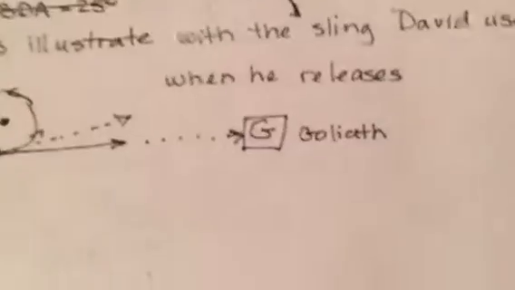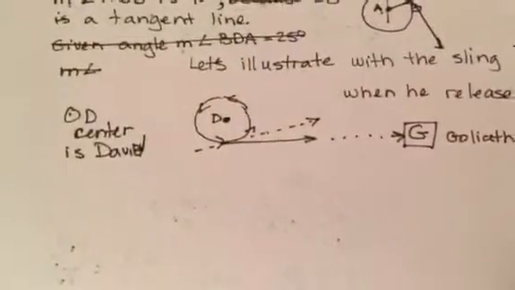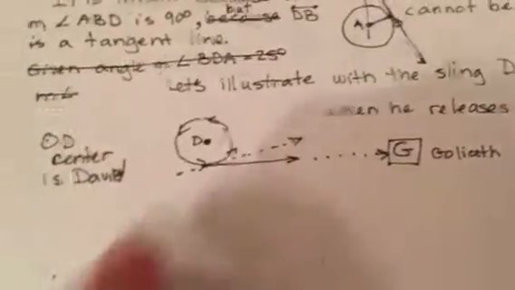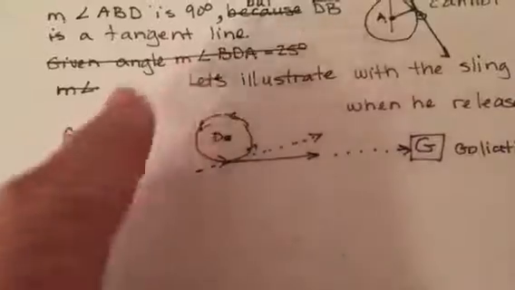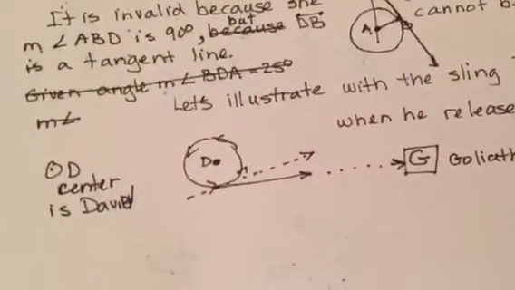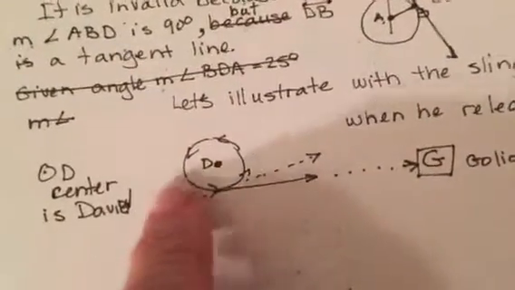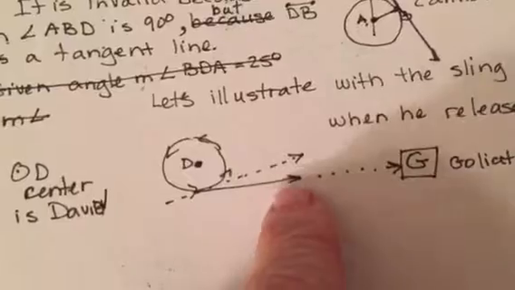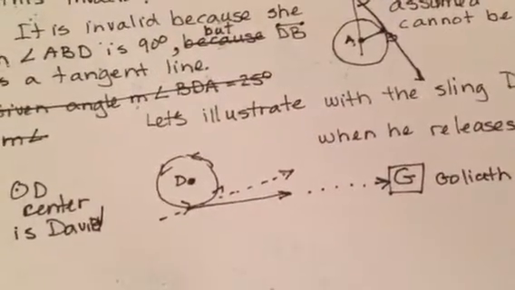We need to illustrate now the concept of tangent with the sling David used. If we have David in the middle as the little dot, and he's swinging the sling centrally around his head, and it's going round and round, wherever he releases it is the tangent line. And so it will go out, and if this is Goliath, it will hit Goliath.